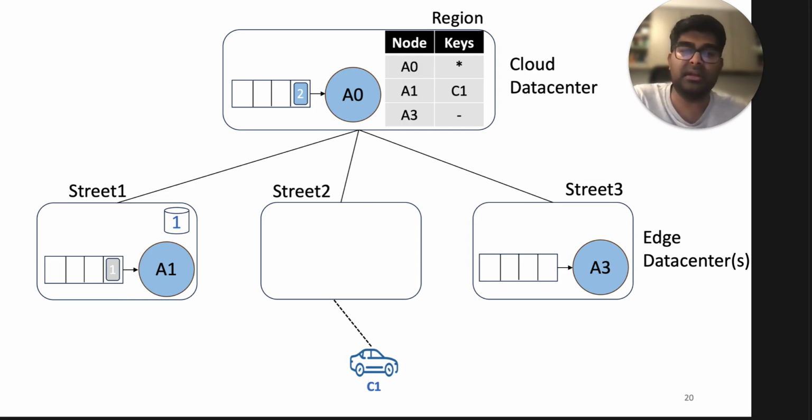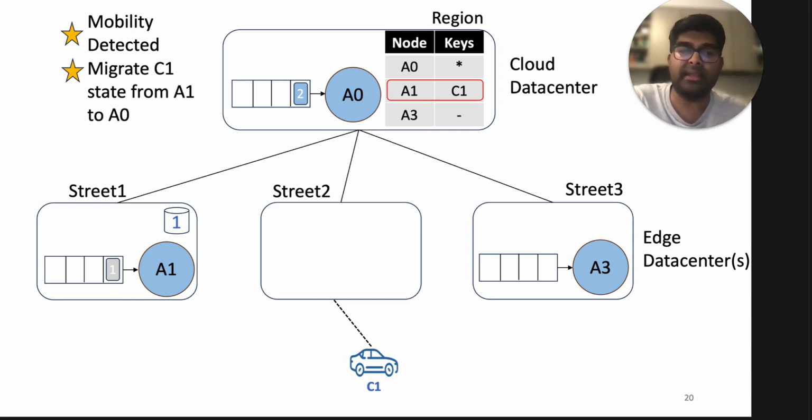Now the instance on the cloud has a catch-all mechanism, so it can process tuples from any key. But before processing this tuple, the system checks if this key is already assigned to an operator instance. In this case, yes, C1 is already assigned to A1. Hence, a mobility scenario is detected. To handle this scenario, the system triggers a migration to move the state of the key C1 from A1 to A0. To do this, it first duplicates the processing of these tuples on both A0 and A1.